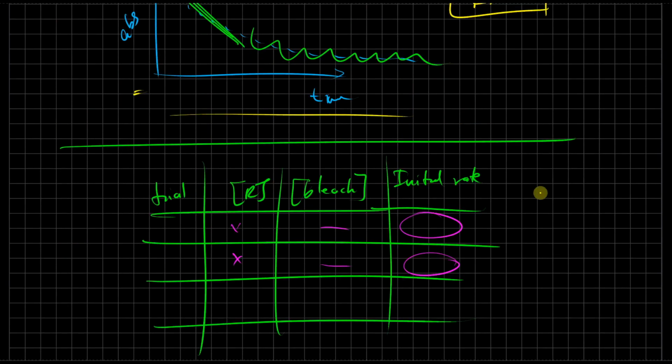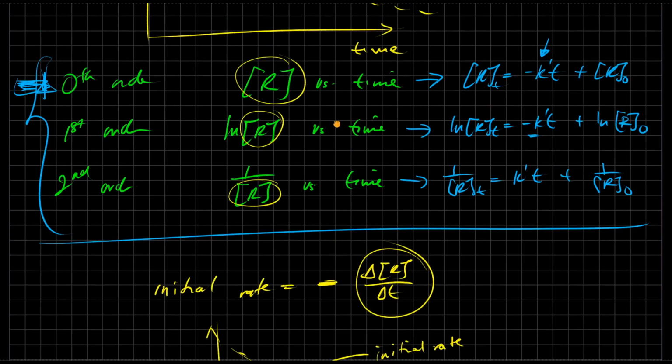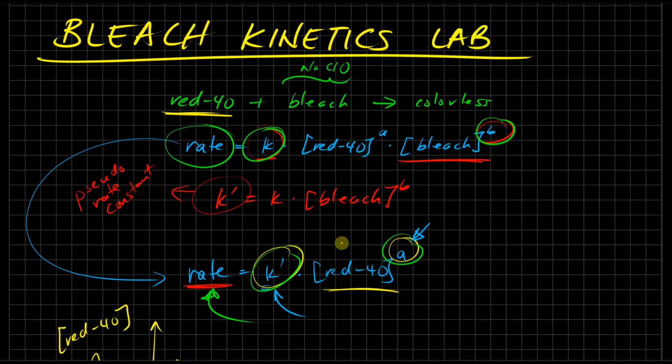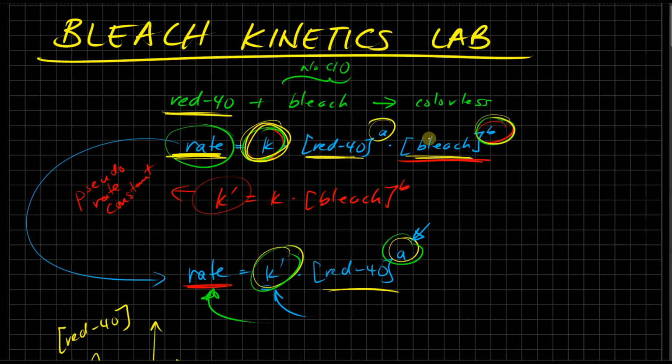So once we've figured out B, which is the rate order for bleach, the last thing that we need to figure out is what is the rate constant K. But to do this, we already know what the initial rate is. We already know what our initial concentrations of bleach and red 40 are. We know what our rate orders A and B are. So the only unknown here is to solve for K, and then we'll know each part of the rate law for this reaction.